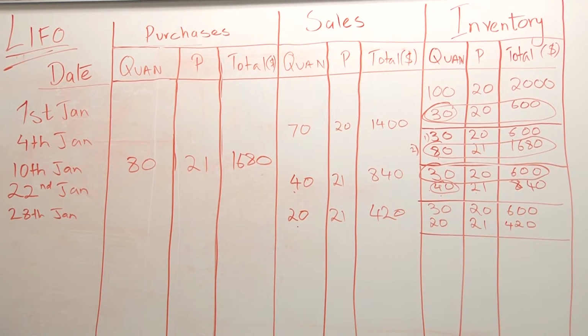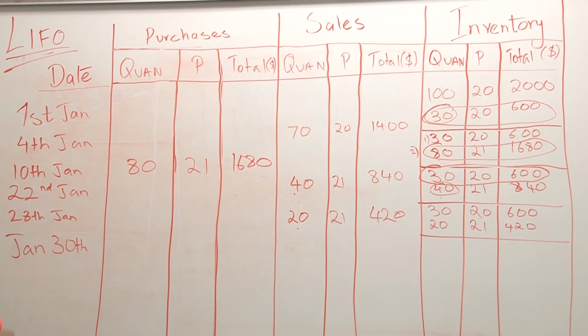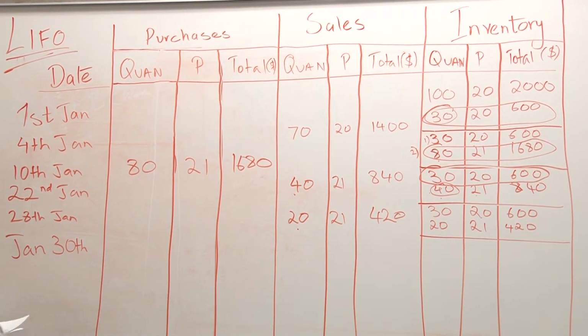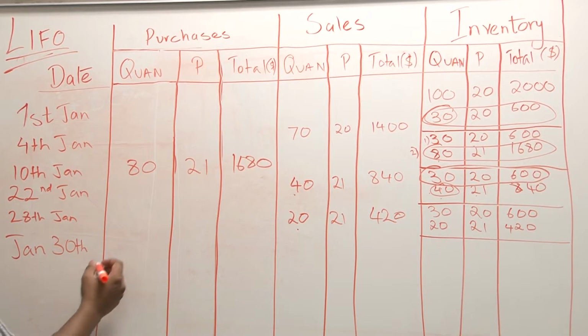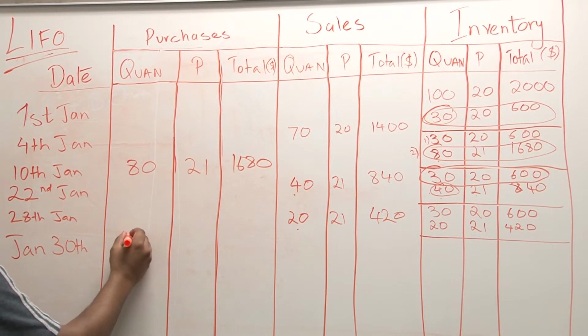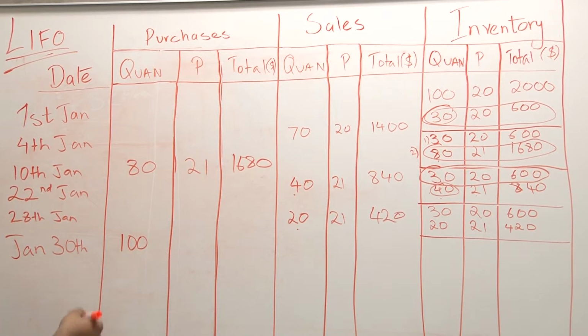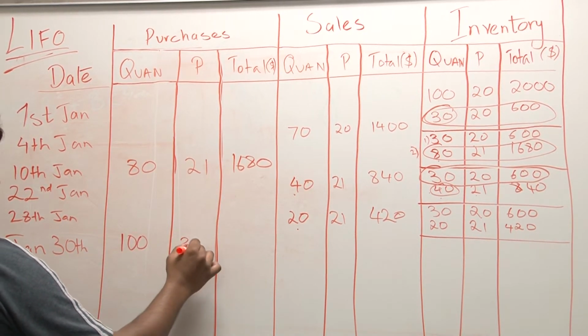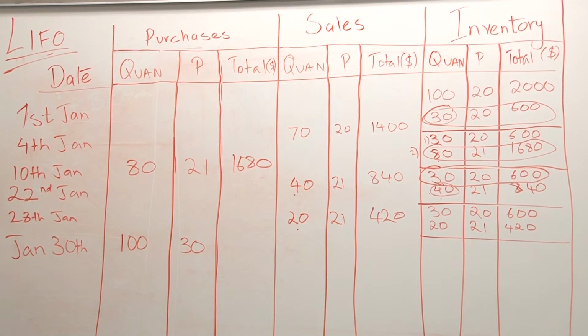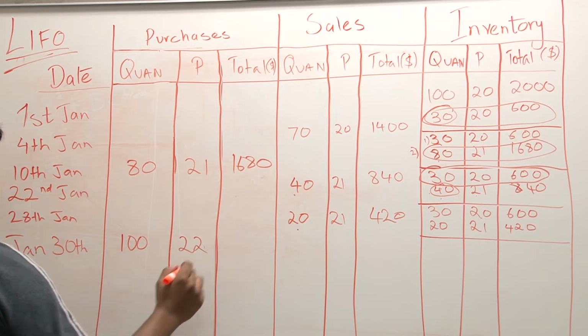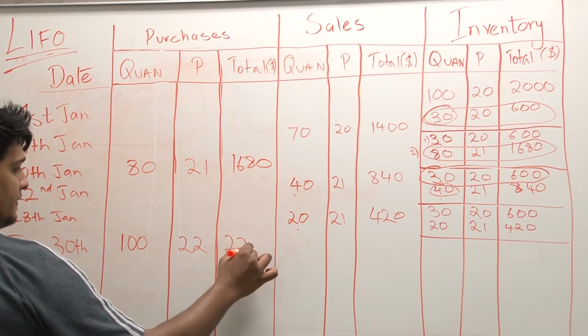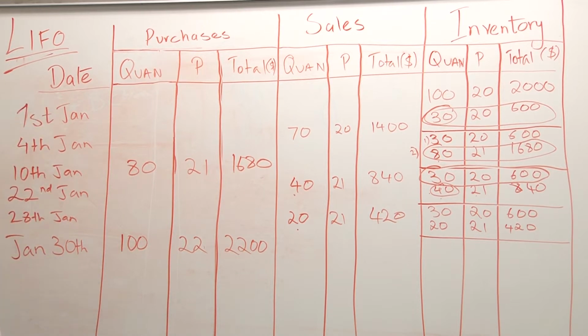Now, he comes to me again. Alright, I go out to the market on 30th Jan, and I decide to buy 100 cameras. And I price the 100 cameras each at, let's say, 22. Obviously, I'll be having 2200 worth.